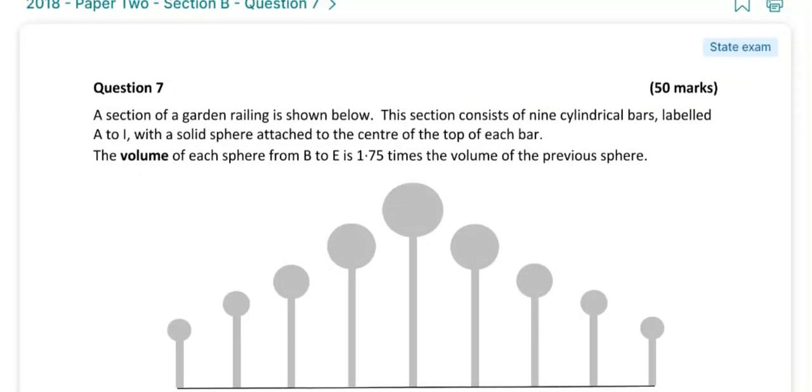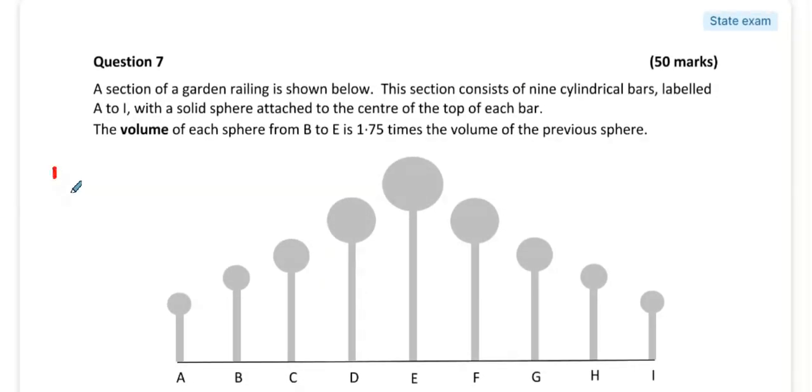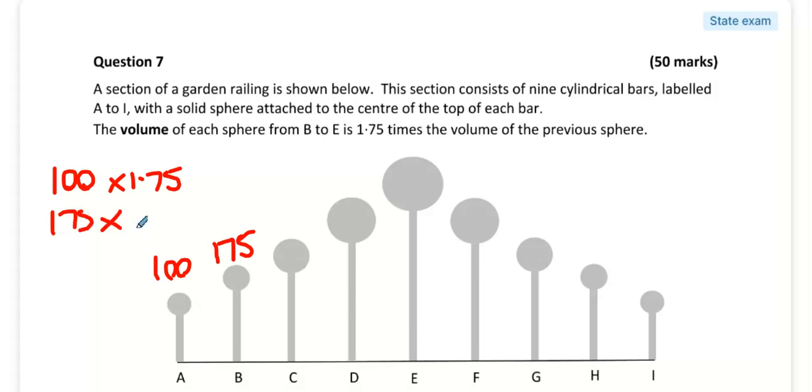What'd you say? 3/4 of, so if the first sphere had a volume of 100, you do 3/4 of that and add it on, or you'd multiply by 1.75. If the first one was 100, the second one would be 175, and then you get 175 and multiply by 1.75, and it'll keep getting bigger and bigger. You get what I'm saying?